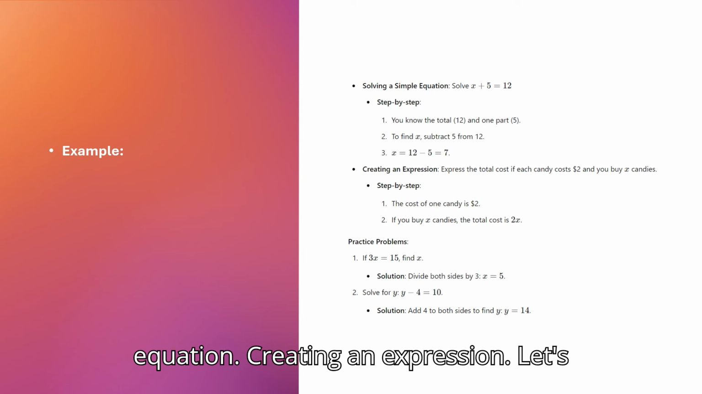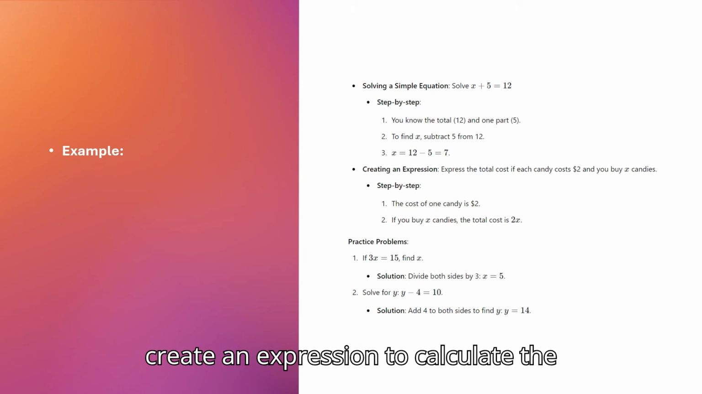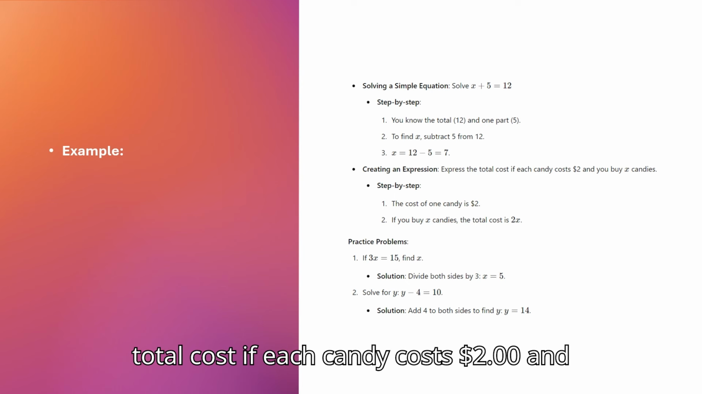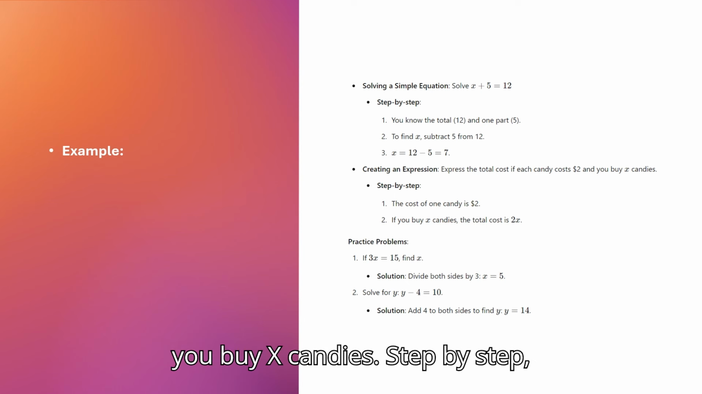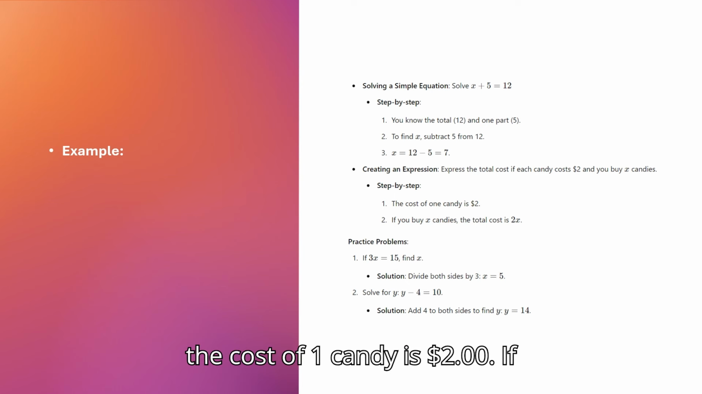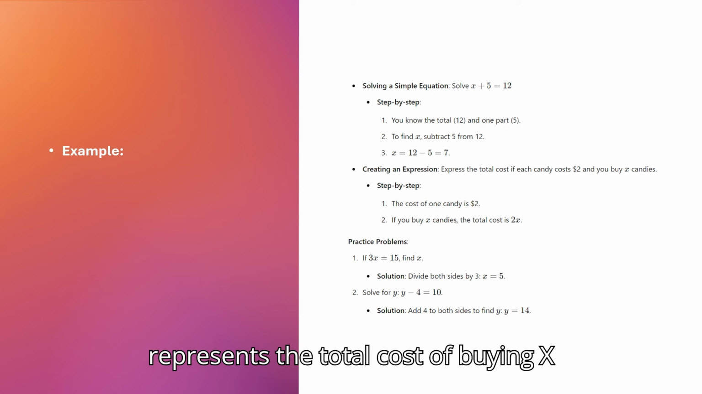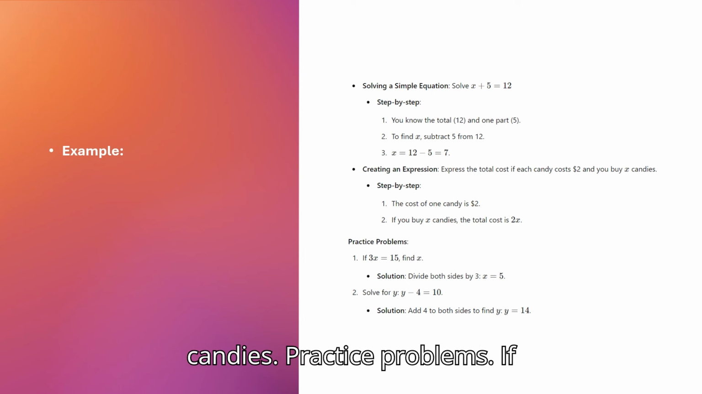Creating an expression. Let's create an expression to calculate the total cost if each candy costs $2 and you buy x candies. Step by step. The cost of one candy is $2. If you buy x candies, the total cost is 2 times x, or 2x. The expression 2x represents the total cost of buying x candies.